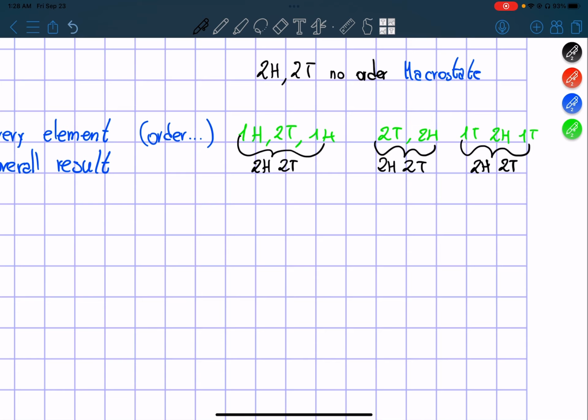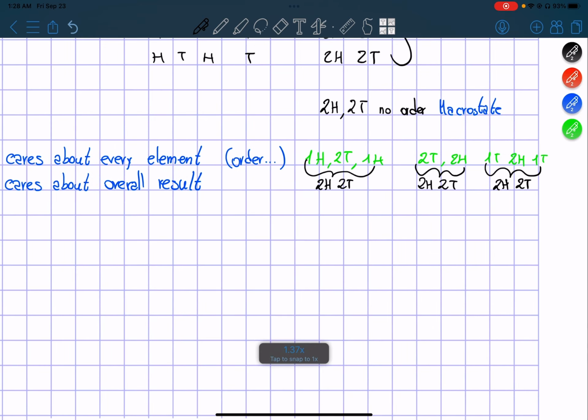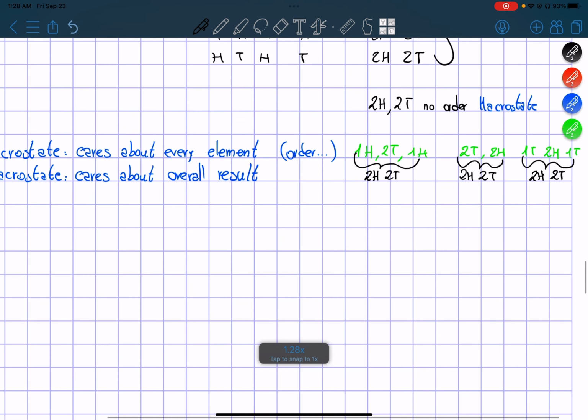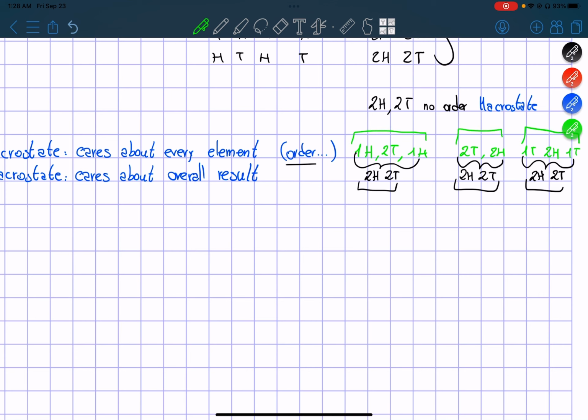As you can see, the difference is not huge. However, once you finally get it, you get it. So what I like to think about is the order. The microstate cares about the order, while the macrostate doesn't. The macrostate only cares about the overall result, while the microstate instead cares about every single little particle, their order and what they do.